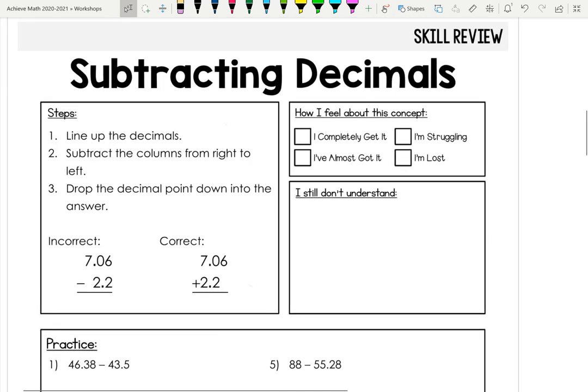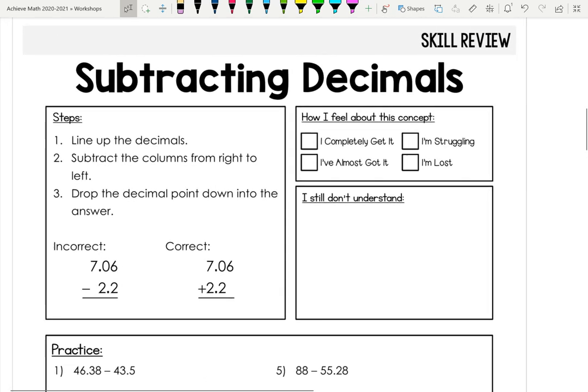All right, so the thing to remember is that subtracting decimals is very similar to the process of combining decimals with addition. Both of those operations are linked, hence why they're similar. Make sure they're lined up. Subtract the columns from right to left when you're doing it traditionally, and just make sure to remember your decimal point.